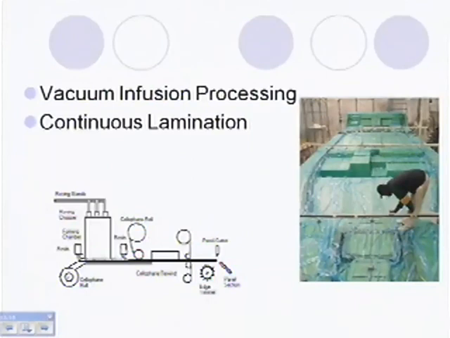And this is the process which we use in the O&P field for most of our socket production. So vacuum infusion is one of the more popular methods in orthotics and prosthetics.